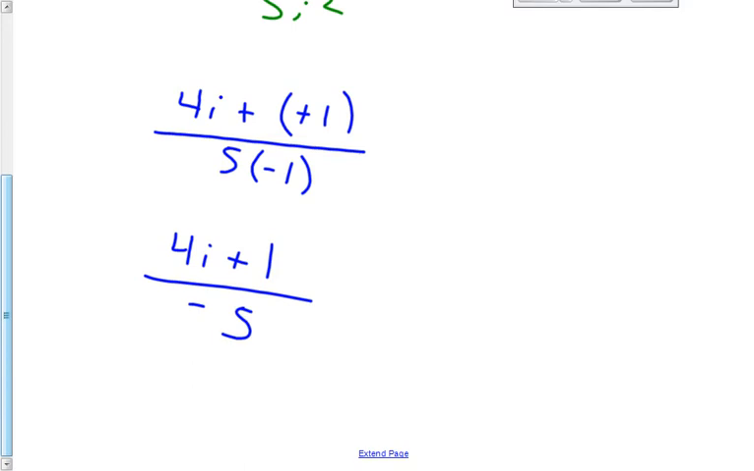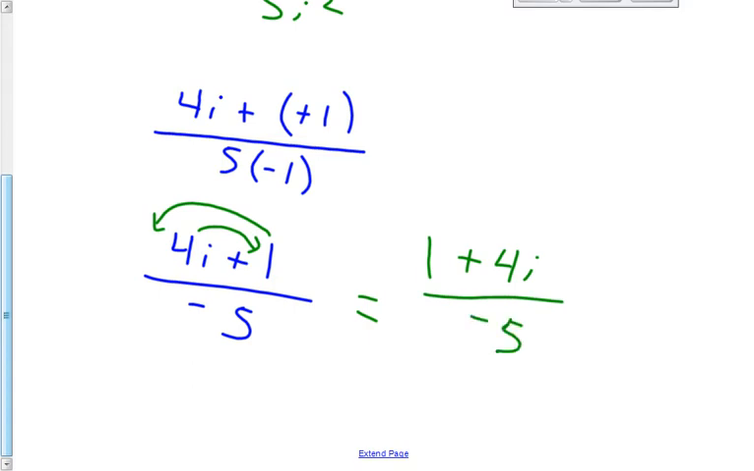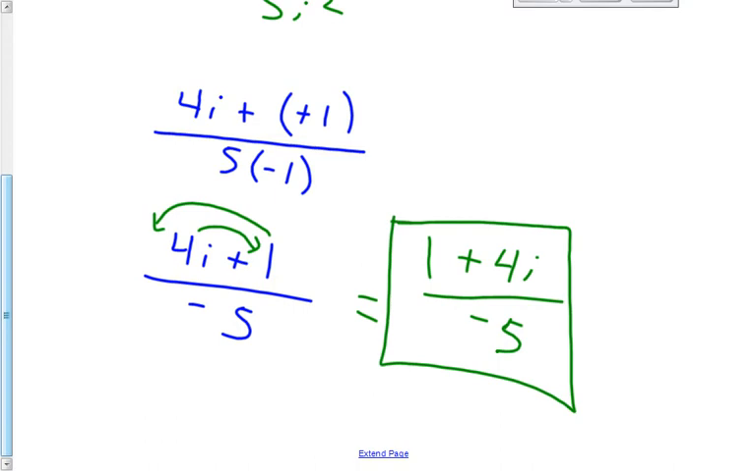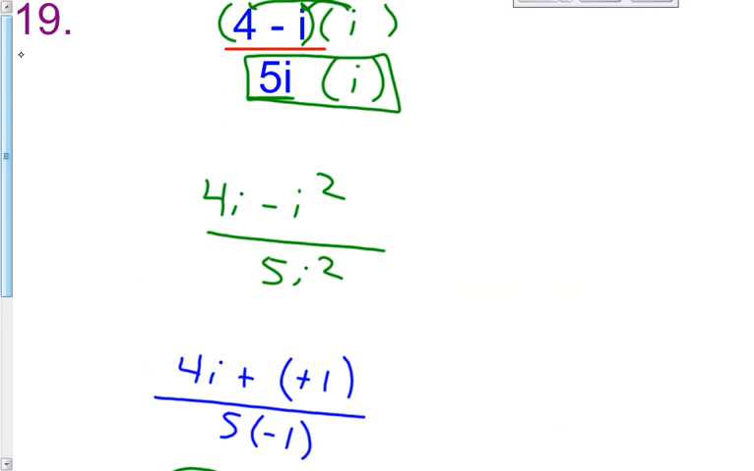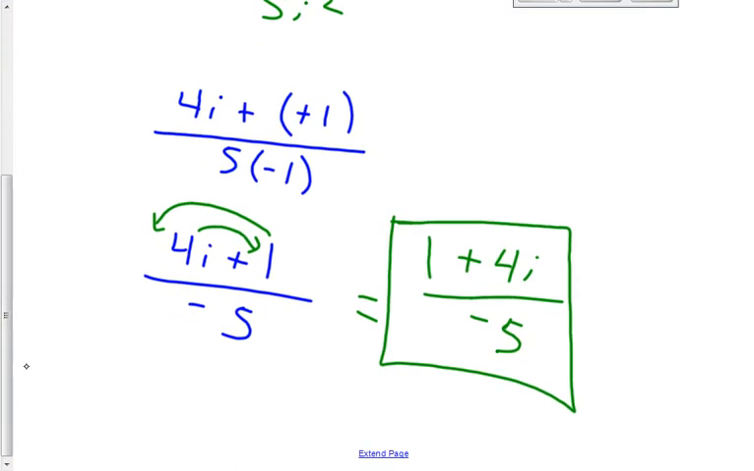This would be my answer if there was no such thing as standard form. But class, what is standard form again? Standard form is where the numbers come first and the i's come second. So I just change the 1 and the 4i around: 1 plus 4i, divided by -5. And this is our answer. Once again, the reason we do this is because we cannot have i's in the denominator. You can have i's in the numerator, just like you can have radicals in the numerator, but you cannot have i's in the denominator. So whenever you see an i in the denominator, you have to rationalize the denominator.